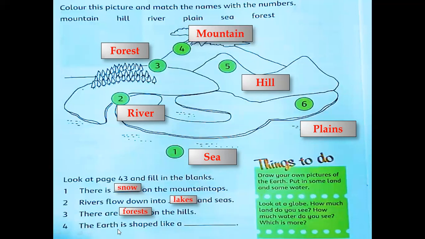Number 4: The earth is shaped like a dash. The earth is shaped like a huge ball. Again, boys. Number 1, there is snow on the mountain's tops. Number 2, rivers flow down into lakes and sea. Number 3, there are forests on the hills. Number 4, the earth is shaped like a huge ball.